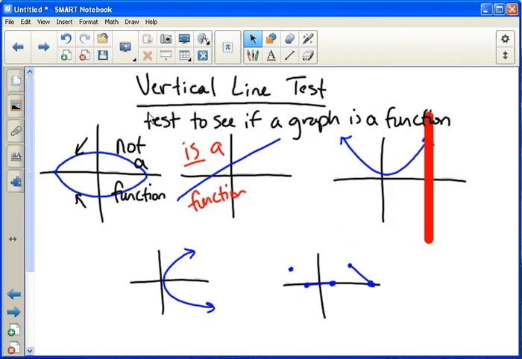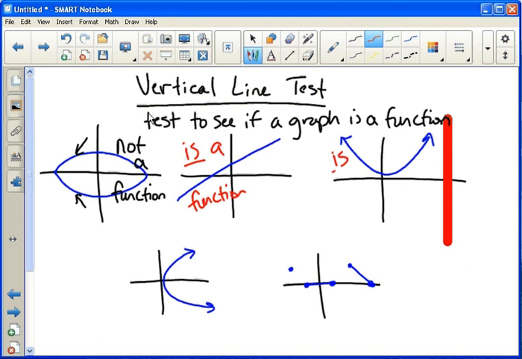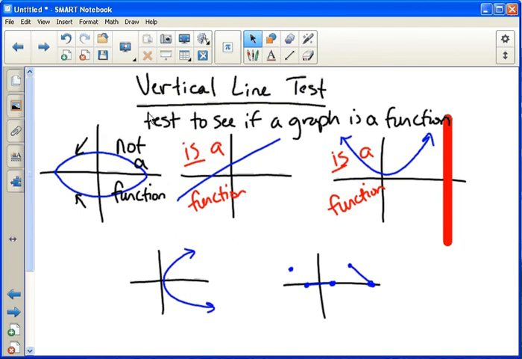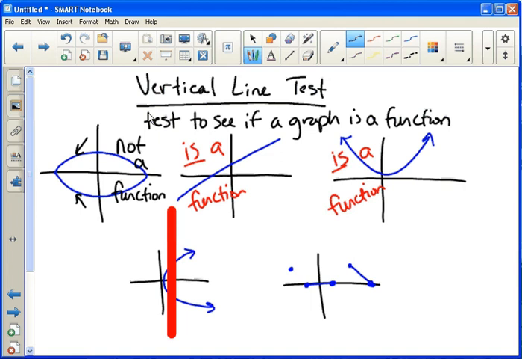Again, we're looking to see if there's ever a time where the vertical line hits more than one part of our graph. Okay, as we move this way, we're good, we're good, we're good. Oh, we've clearly got a problem here. We're hitting one point up here and one point down here. So since it hits more than one point, we can clearly say that this is not a function.